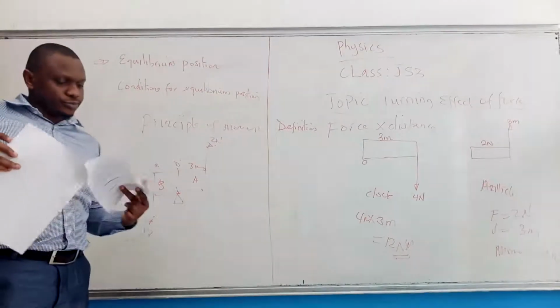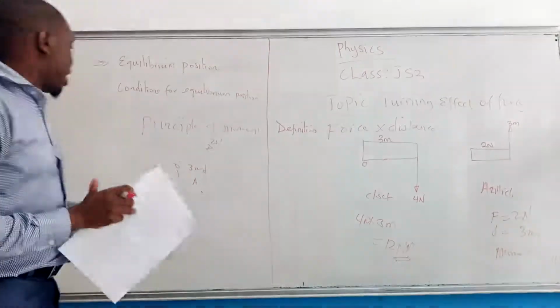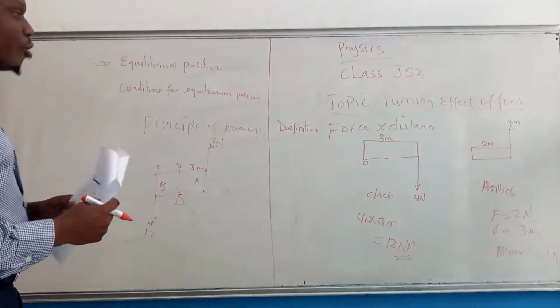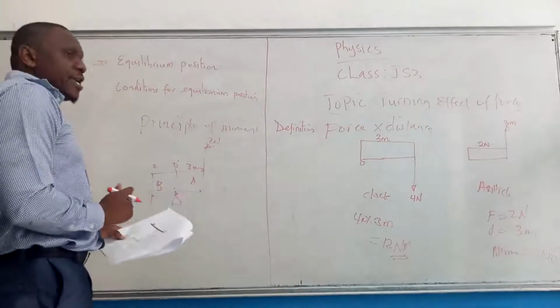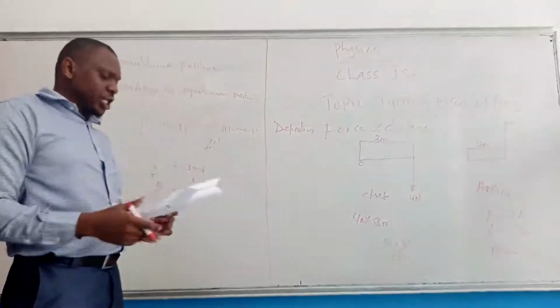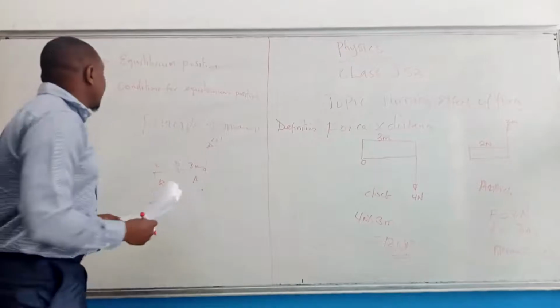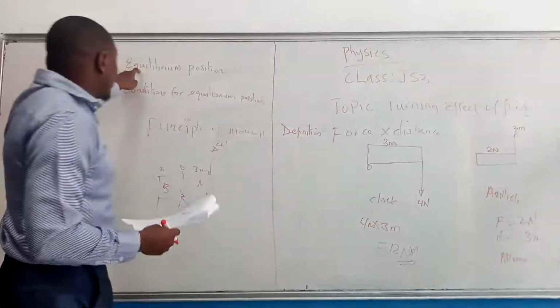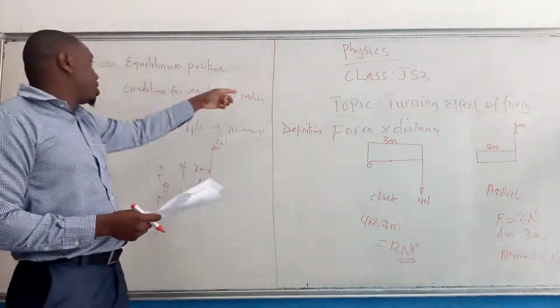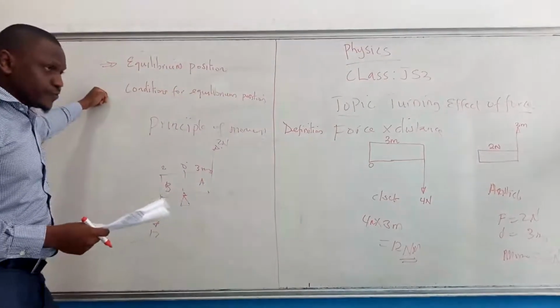Now, if the anti-clockwise moment is equal to the clockwise moment, it means that the object is said to be in equilibrium, where the resultant force acting on the object is 0. What is an equilibrium position? Equilibrium position is a position in which the resultant force acting on an object is 0.